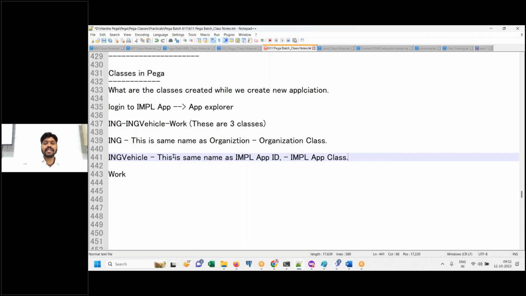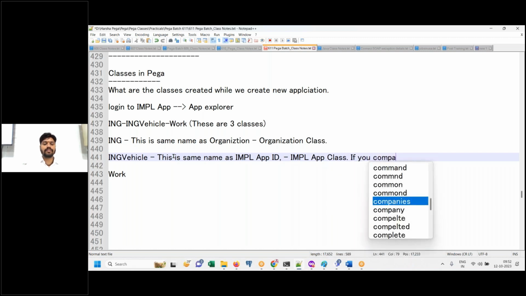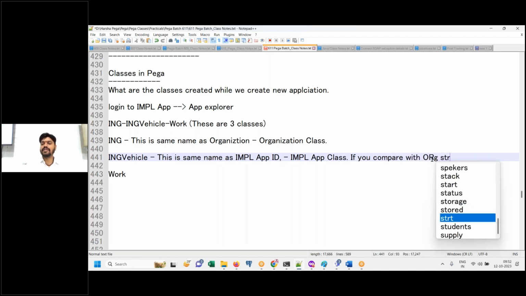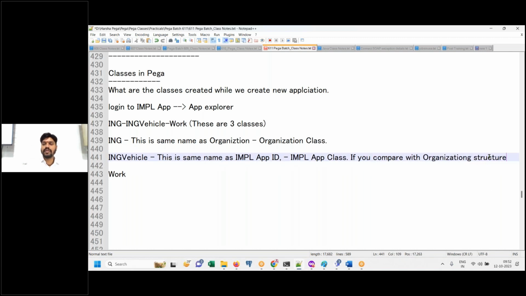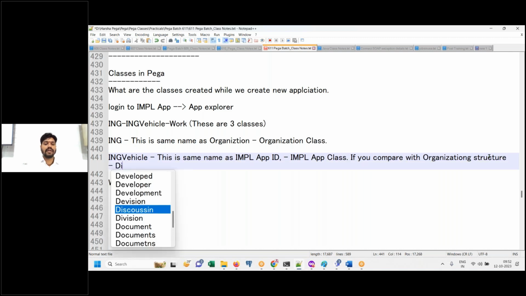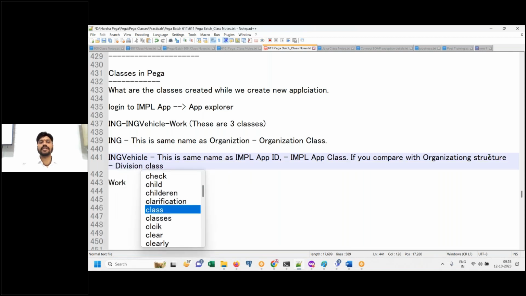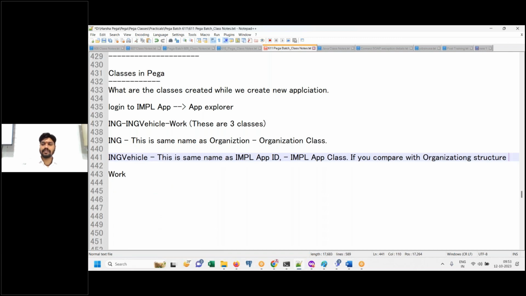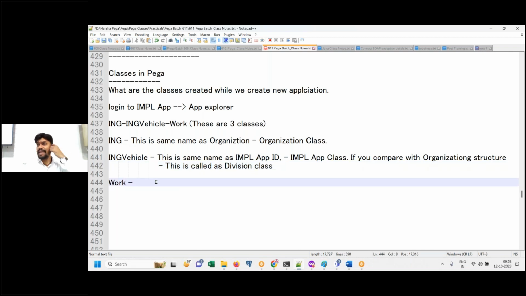If you compare with the organization structure, this can be called the division class. Same way, tell me what this name is equivalent to. Unit. Is this name equivalent to the class of transaction? Yes or no?